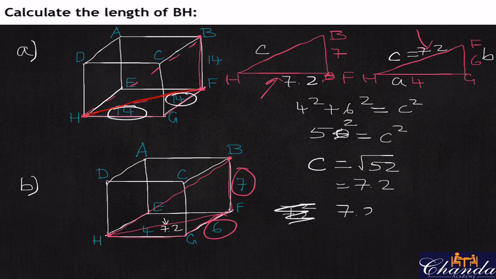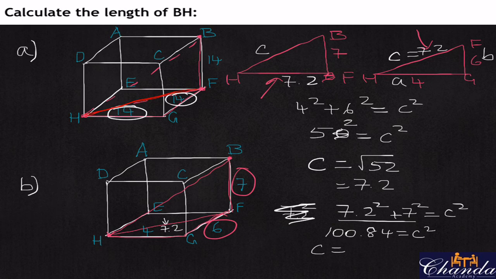7.2 squared plus 7 squared is equal to C squared. 7.2 squared plus 7 squared gives me 100.84, which is equal to C squared. And C gives me a value of 10.04. Fantastic. So the value for C in this case, which is BH, is equal to, I can even write it down here, so BH is equal to 10.04. Fantastic. It's a fairly straightforward method, as you can see. All right, so now let's have a go at the next set of questions.